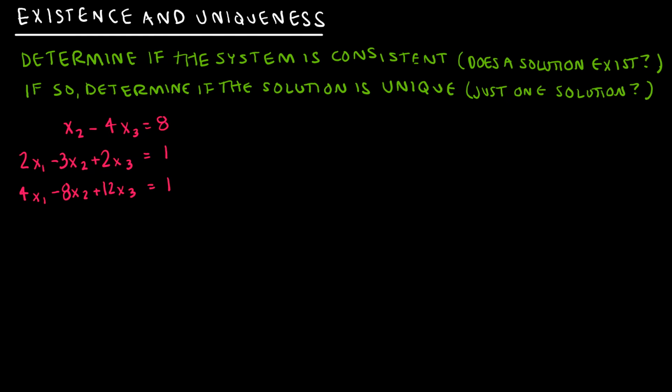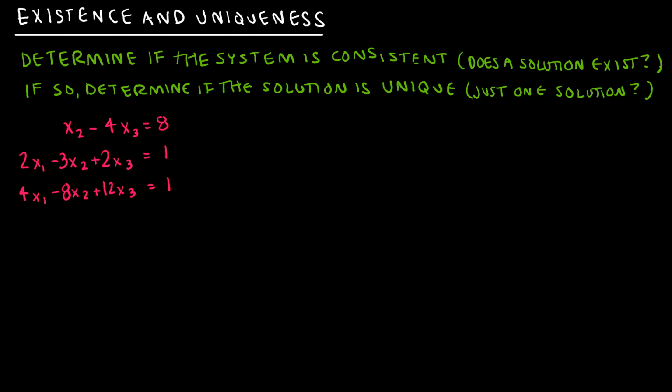You're going to see the question of existence and uniqueness pop up quite often throughout the course. When we're talking about existence, we're essentially asking, is the system consistent, or does a solution exist? And uniqueness means if a solution does exist, is it unique? Meaning, is there one solution or are there many solutions? So let's take a look at this one together.